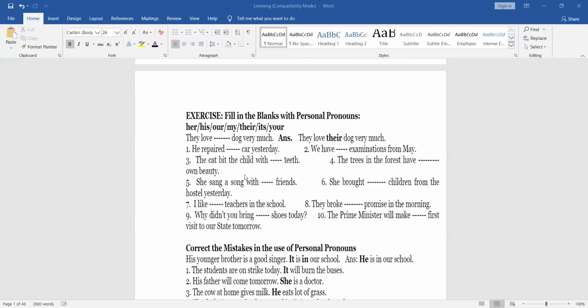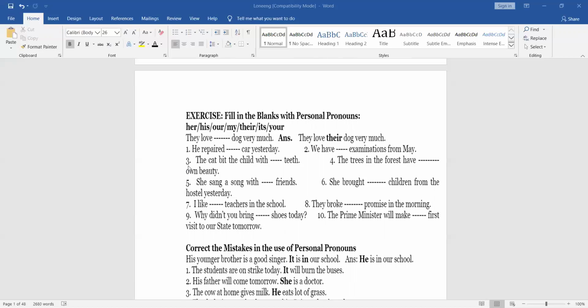So the second one, let's say serial number one, is he repaired dash car yesterday. So he repaired, he could be replaced with his car. Very good. You guessed it right. So the second one is we have dash examinations from May. Remember, it is we. So what can we be replaced with? Very good. O-U-R, our. We have our examinations from May.